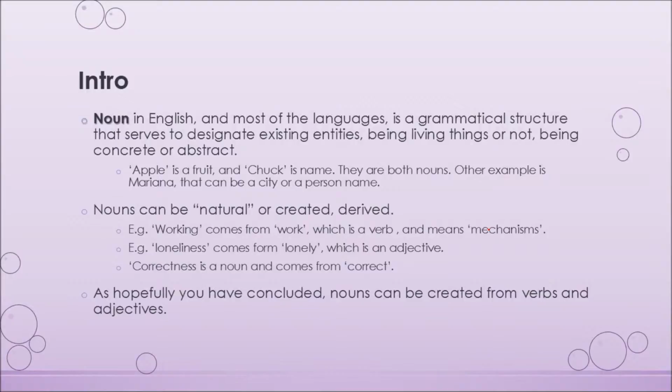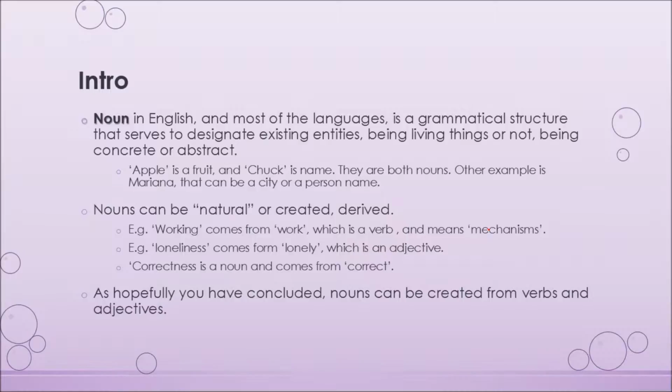A noun in English and most languages is a grammatical structure that serves to designate existing entities, being a living thing or not, being concrete or abstract. Apple is a fruit. Chuck is a name. They are both nouns. One designates a thing, the other designates a person. Another example is Mariana, which is a name, or it can be the name of a city. So in the city, it is a thing, a place, a geographic position. In the case of Mariana, for a person, it's the name of a human being.